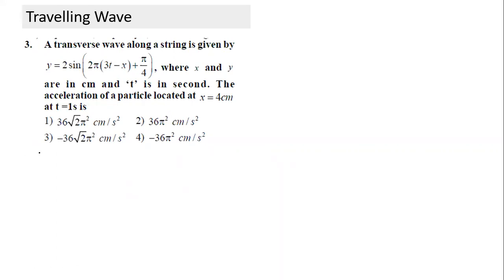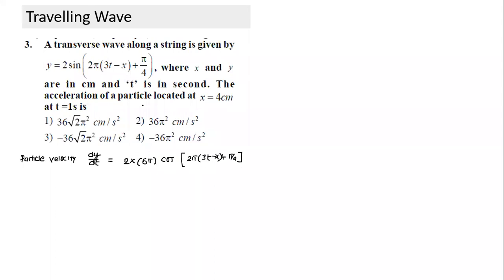Suppose we had to find velocity, what would you have done? Let's do that one too, though the question asks only for acceleration. Suppose this equation is given and you have to find the particle velocity. The particle is moving in the y direction. Particle velocity is equal to dy by dt. Once we differentiate, it comes to 2 into the coefficient of t, which is 6 pi, times cos of 2 pi (3t minus x) plus pi by 4.